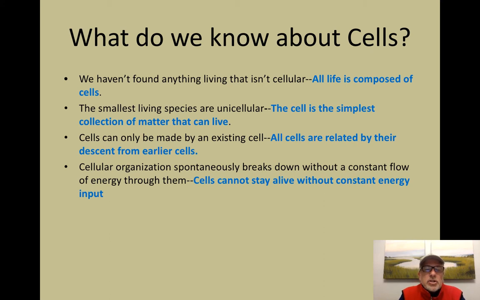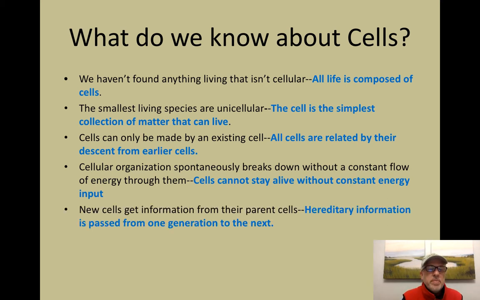Cellular organization spontaneously decays and breaks down without a constant flow of energy through the cell. In other words, cells cannot stay alive without constant energy input. And so cells need to procure that energy from the environment. And you know that autotrophs are able to do that from inanimate sources of energy, whereas heterotrophs have to get that energy by consuming a biological form of energy.